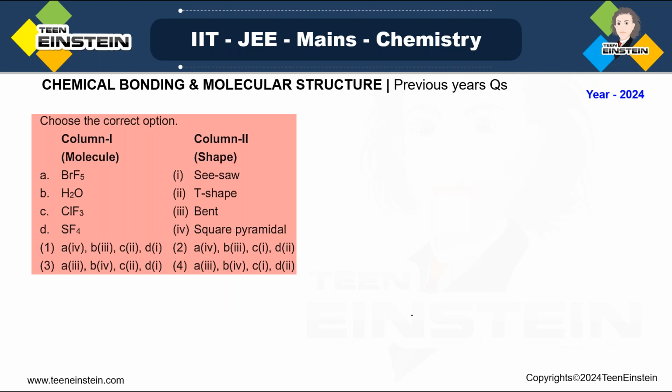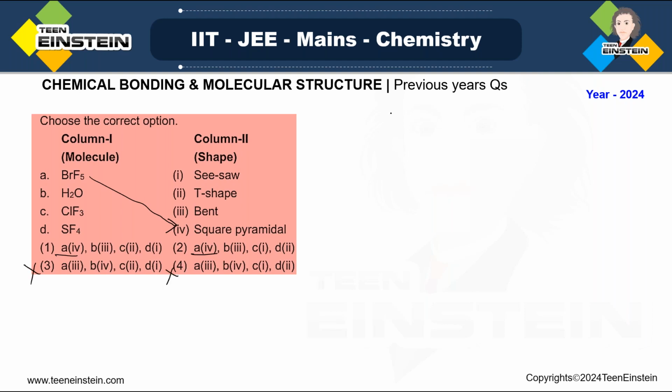Choose the correct option. Here we have column 1 and column 2. BrF5, H2O, ClF3, SF4. So one molecule we have just solved. So obviously BrF5 is square pyramidal. So A is matching with 4, and that you can have in option 1 and option 2. So these two you can cancel based on this fact.